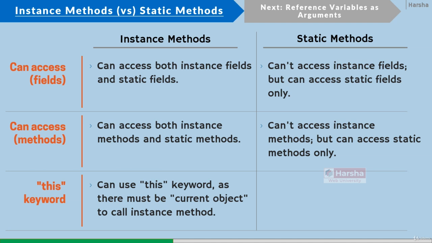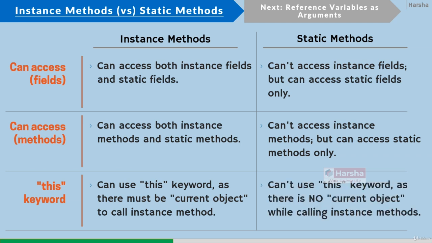The this keyword is available only inside the instance methods because instance methods always have a current object, and the this keyword refers to the current object based on which the method is called. Static methods cannot use the this keyword because static methods will not have any current object. So there is no point in using the this keyword in static methods. This is all about static methods in C#. In the next lecture, we will understand how to access the instance fields inside the static methods.